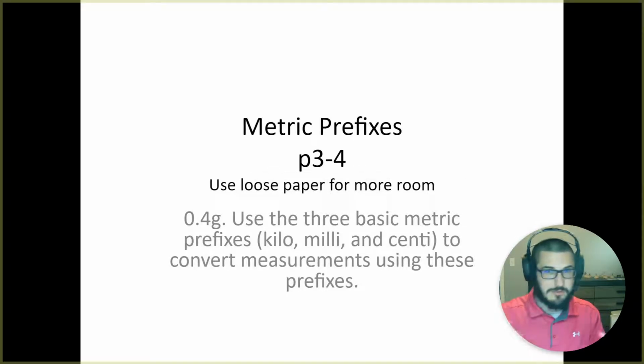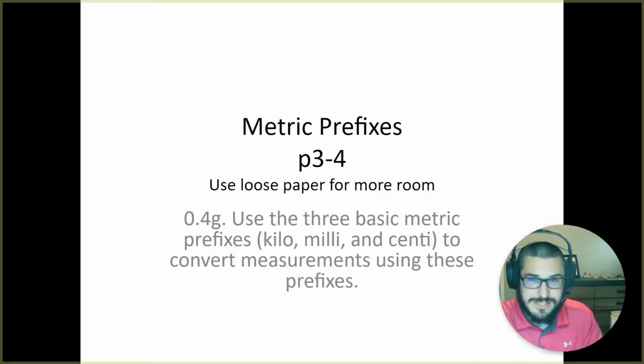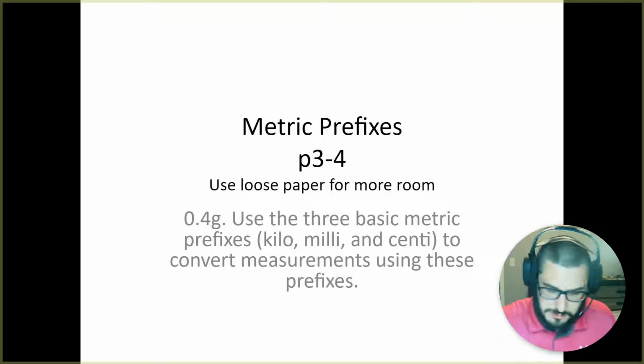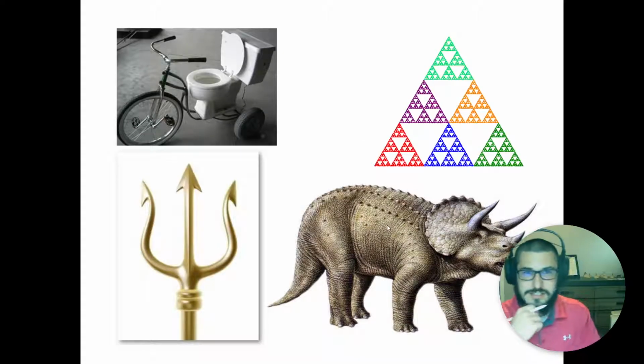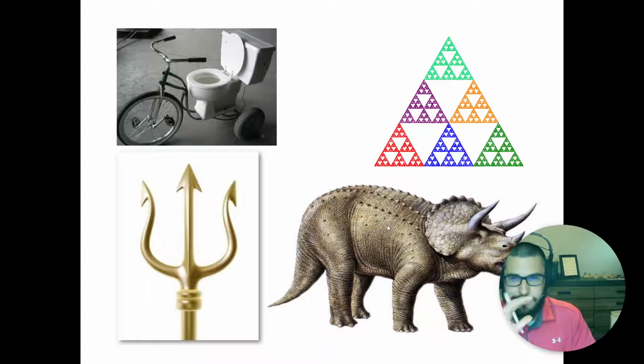Use loose leaf paper if you run out of room, but we are looking at the three basic metric prefixes: kilo, milli, and centi. You should have seen these before. Shouldn't be anything new, but we're going to dive into those to help get us situated. So take a second. What do you see in these four images? What do they each have in common?